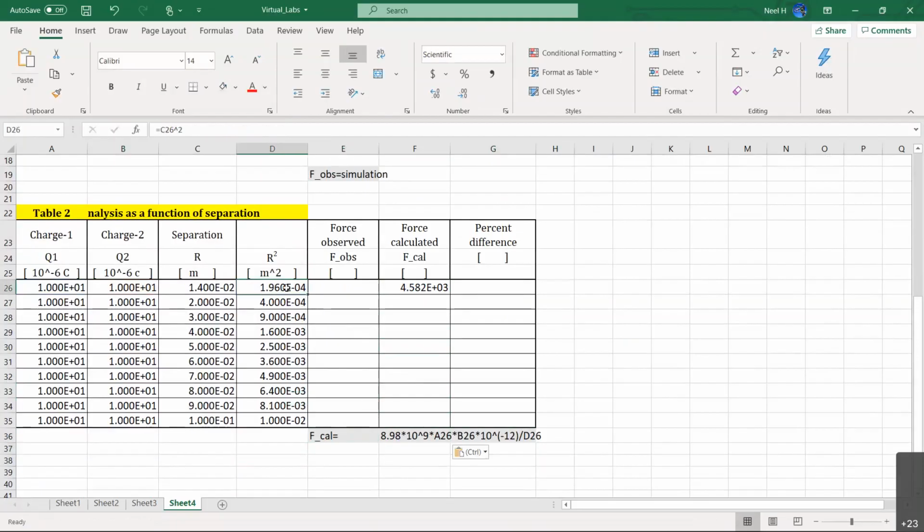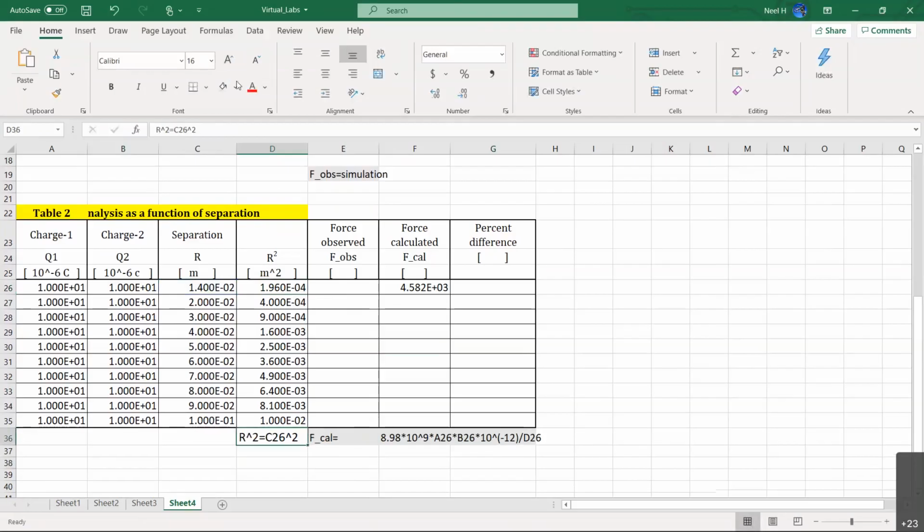So to get the R squared, you know the R value is here, so I can take the cell to the power 2. That is actually to get the R squared. Let me copy paste that also to get R to the power 2. So that's the function needed. To get the force calculated, the function needed is right there.